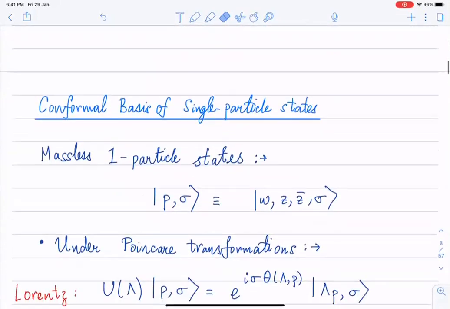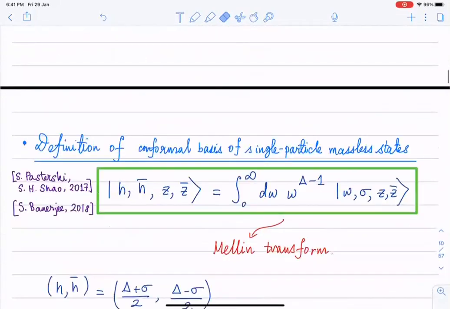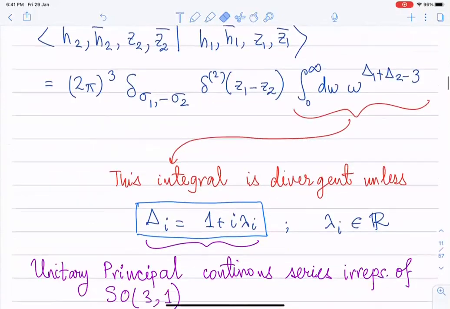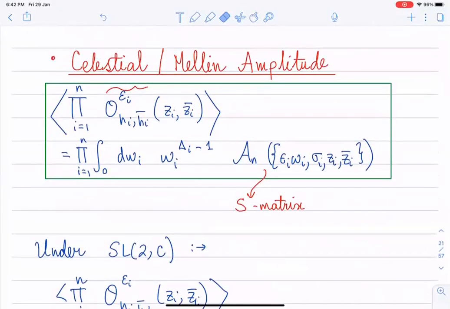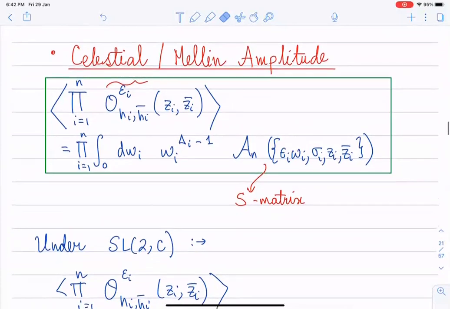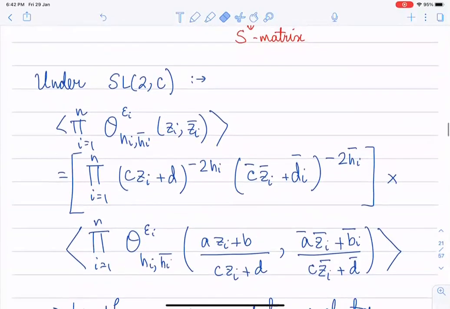Let's just look at the formula once. In this case, we defined a new set of objects, which we called the celestial or the Mellin amplitudes, which were given by a Mellin transform of our scattering matrix elements, which were these A_n. And the point of doing this was that the new object which we defined, this Mellin amplitude, transformed manifestly as a 2D CFT correlation function.